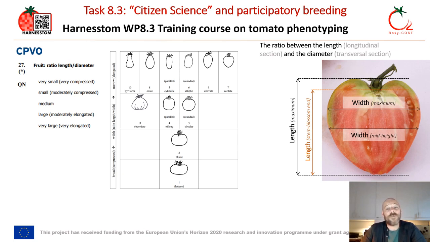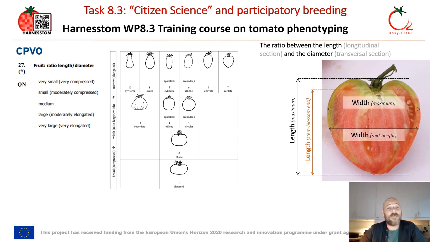We can see this interpretation in the figure proposed by CPVO, where the fruit shapes are classified according to whether they are wider than tall, which corresponds to the categories very compressed and moderately compressed, whether they show similar width and height, which corresponds to the category medium, or whether the fruits are taller than wide, which corresponds to the categories moderately elongated or very elongated. Although this qualitative classification is very informative, we can obtain more precise information if we phenotype quantitatively the width and height of the fruit.